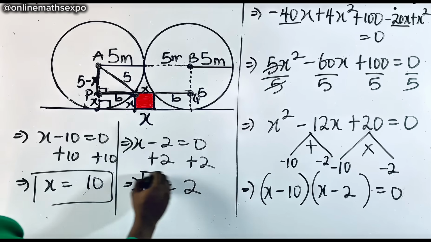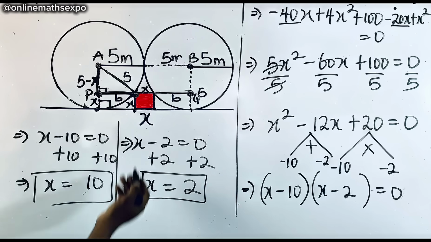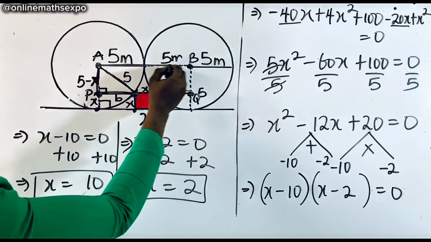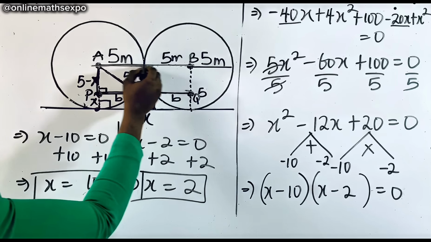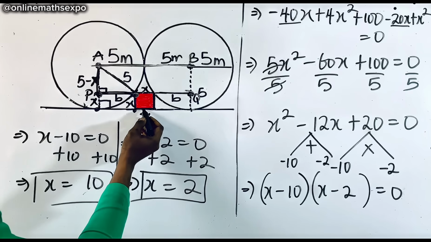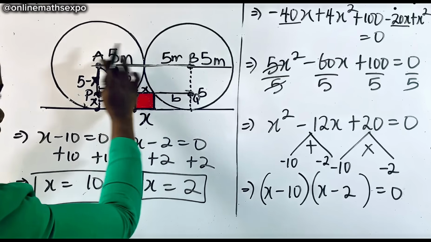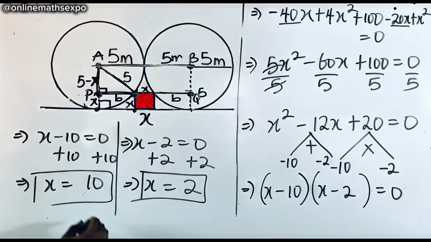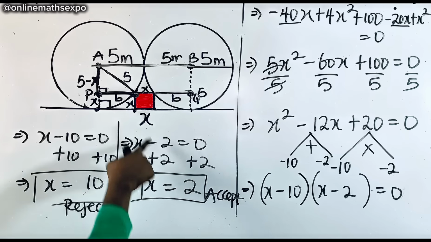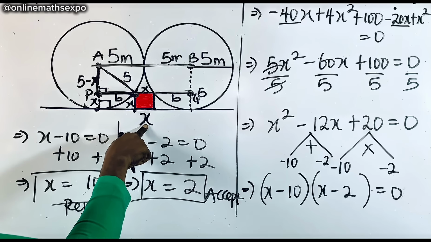Now, which of these x values should we go for? You already know that the total length here is 10. And if the total is 10, x cannot be 10, because the side is just a smaller part of the 10 meters. So in this case, we reject this x value and accept this one. It means that the value of x here is 2.